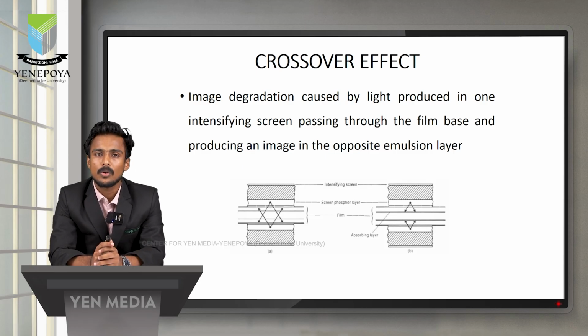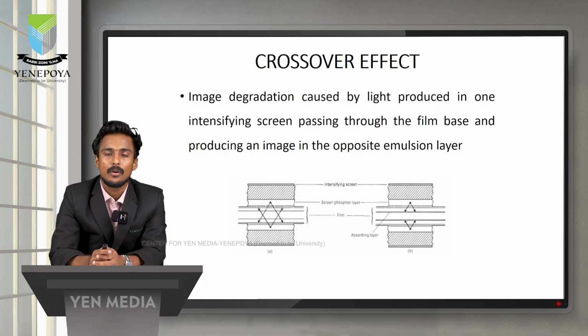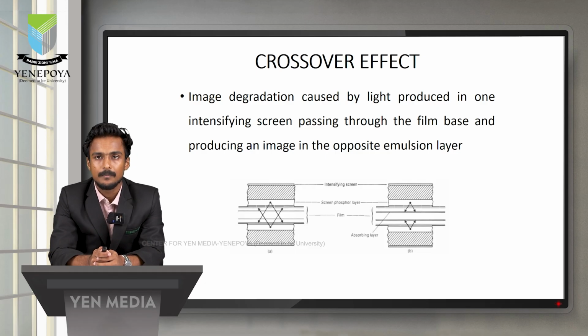To prevent the crossover effect, manufacturers of intensifying screens add an absorptive layer in the substratum. The second image is the intensifying screen with an absorptive layer of substratum. In that, the absorptive layer absorbs the light and keeps the light in the appropriate phosphor layer only, and the image is produced there. It prevents image production in the opposite emulsion layer of the film.